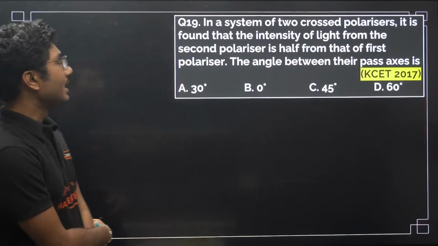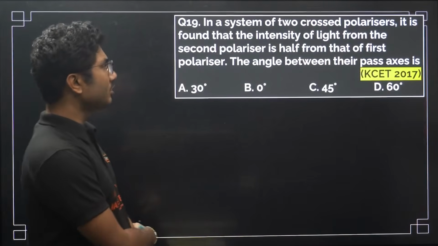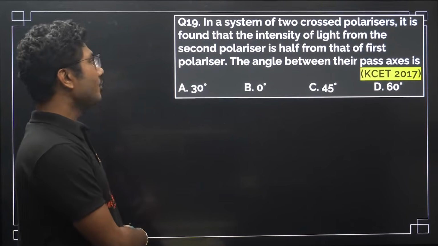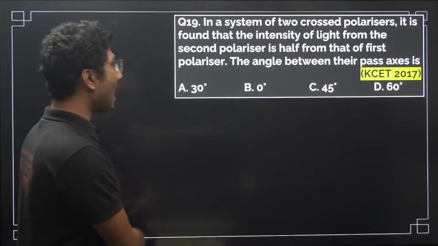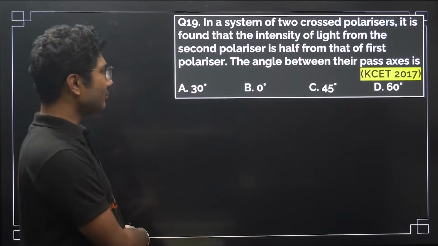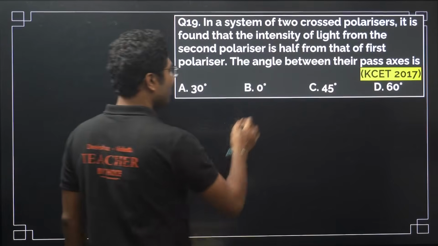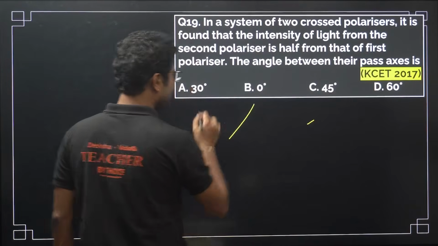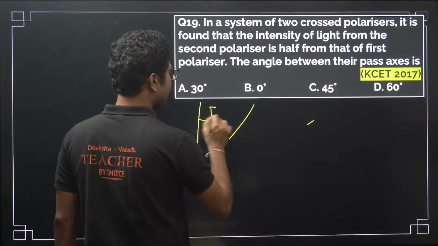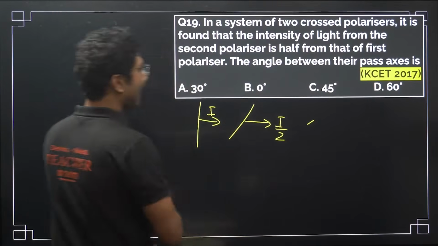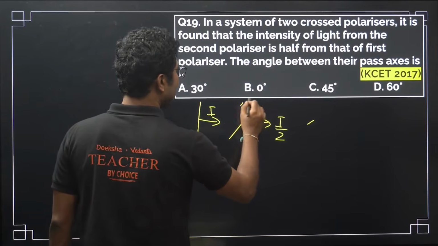Next question. In a system of two crossed polarizers, it is found that the intensity of the light from the second polarizer is half that of the first polarizer. The angle between their pass axes is? So we have two crossed polarizers. Suppose the intensity of light is I from here, it is found to be I by 2. What is the angle between these two polarizers that we have to calculate?